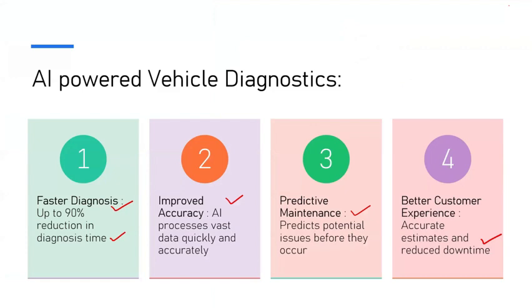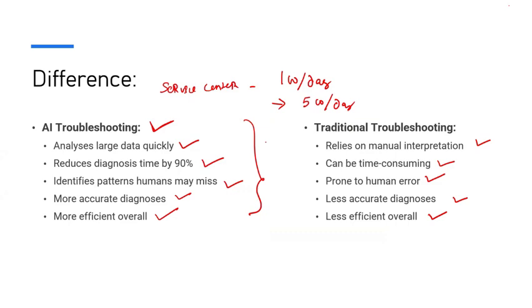What are the advantages of AI-powered vehicle diagnosis? Faster diagnosis, improved accuracy, predictive maintenance, and better customer experience. The customer will also be able to plan: okay, my vehicle needs repair after 15 days, so I can plan it properly. AI troubleshooting is more quick, while traditional troubleshooting takes time; AI reduces time by 90%. AI identifies patterns that humans may miss, as humans are prone to error. It is more accurate and more efficient, versus less accurate and less efficient.